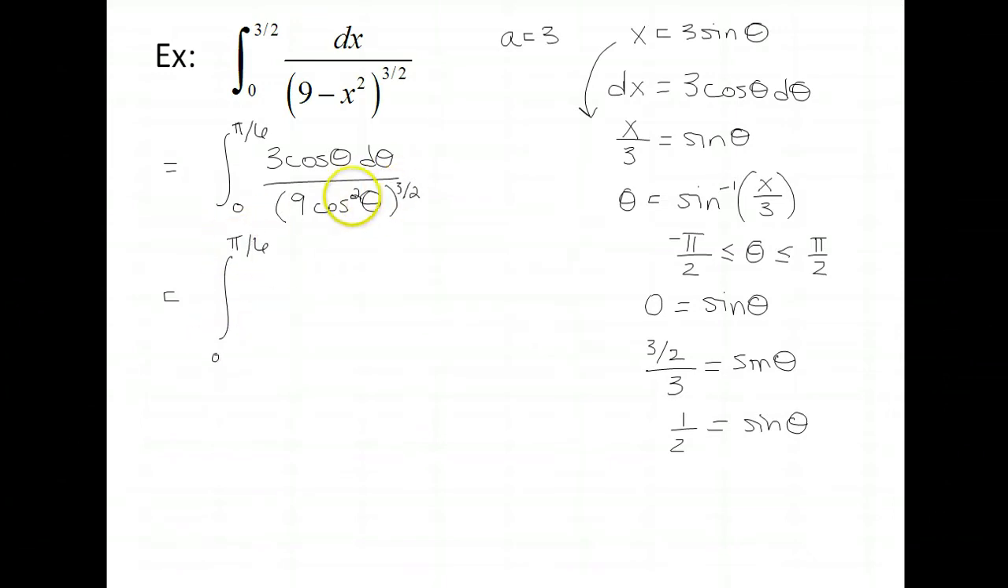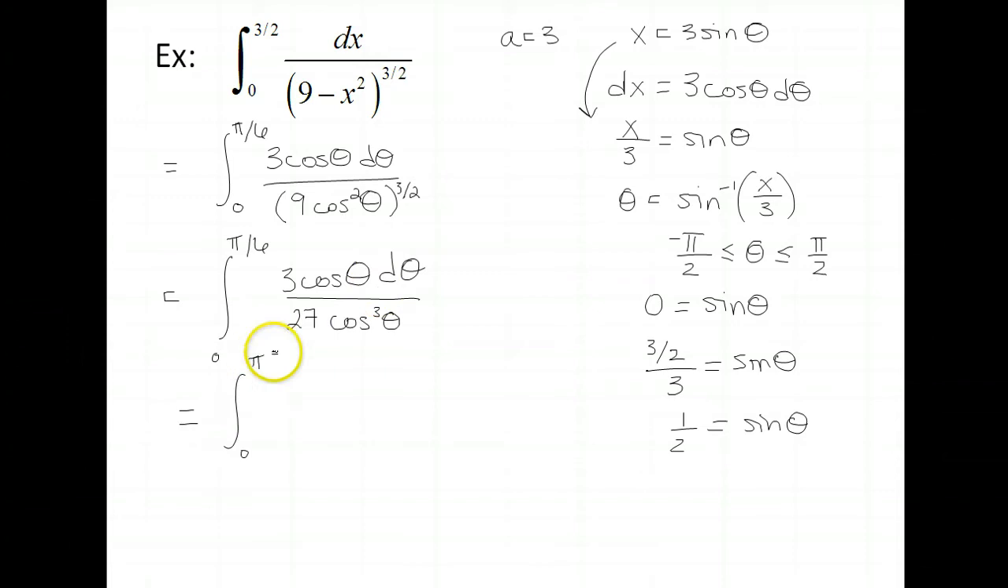Okay, now we can continue on and try to work with this definite integral. It looks like we've got some exponents to work with to simplify things. So let's work with the denominator. 3 cosine theta d theta over, let's work the exponent, 9 to the 3/2. That means take the square root of 9 and cube it, which is 27. If you need to pause the video, you can check that. Cosine squared to the 3/2, remember you multiply those two exponents, which means we're left with cosine to the 3rd theta.